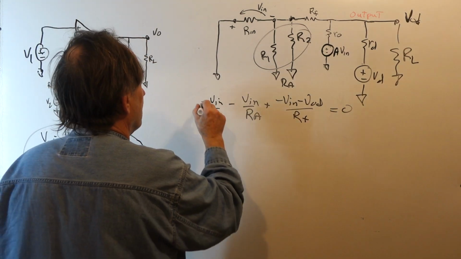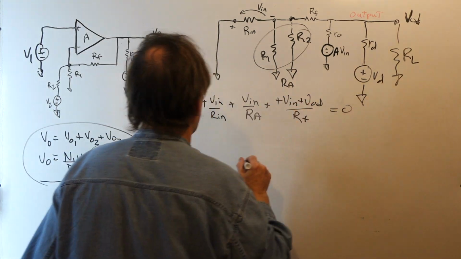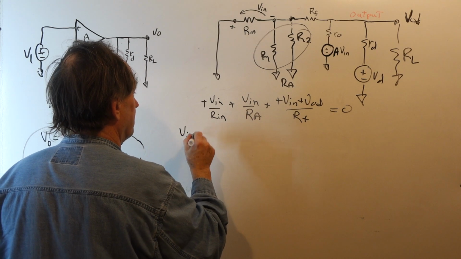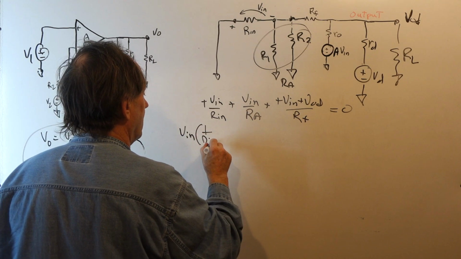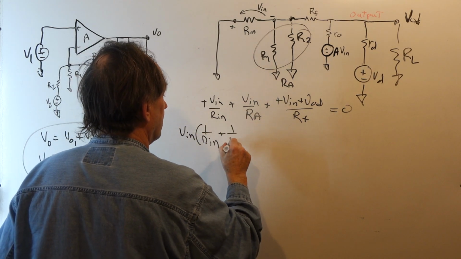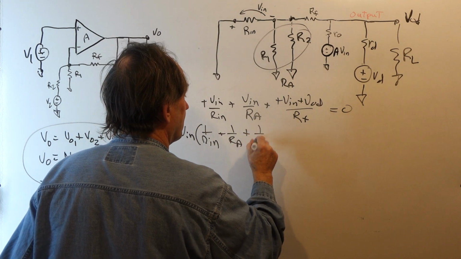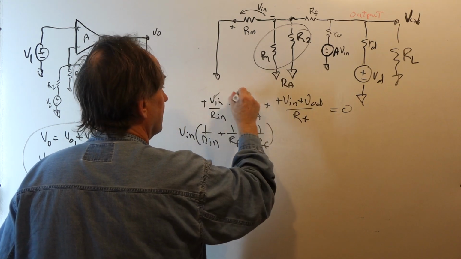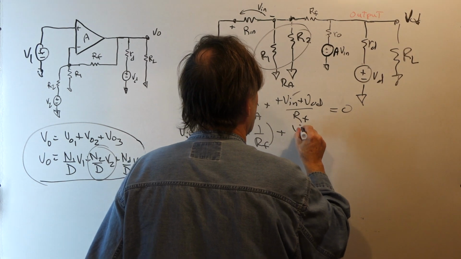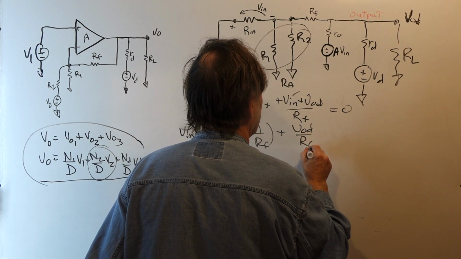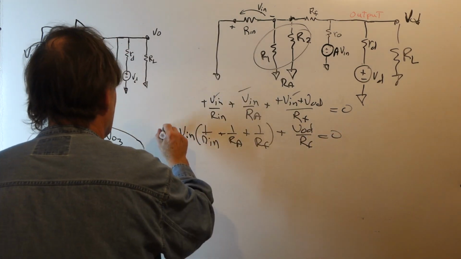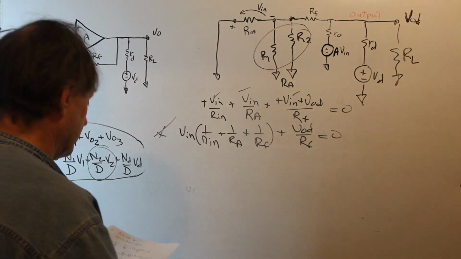Again, we'll multiply through by the minus sign and combine like terms, so I end up with Vn times (1 over Rn plus 1 over Ra plus 1 over Rf). Those are those terms, plus VOD over RF is equal to 0. So that's the input equation.